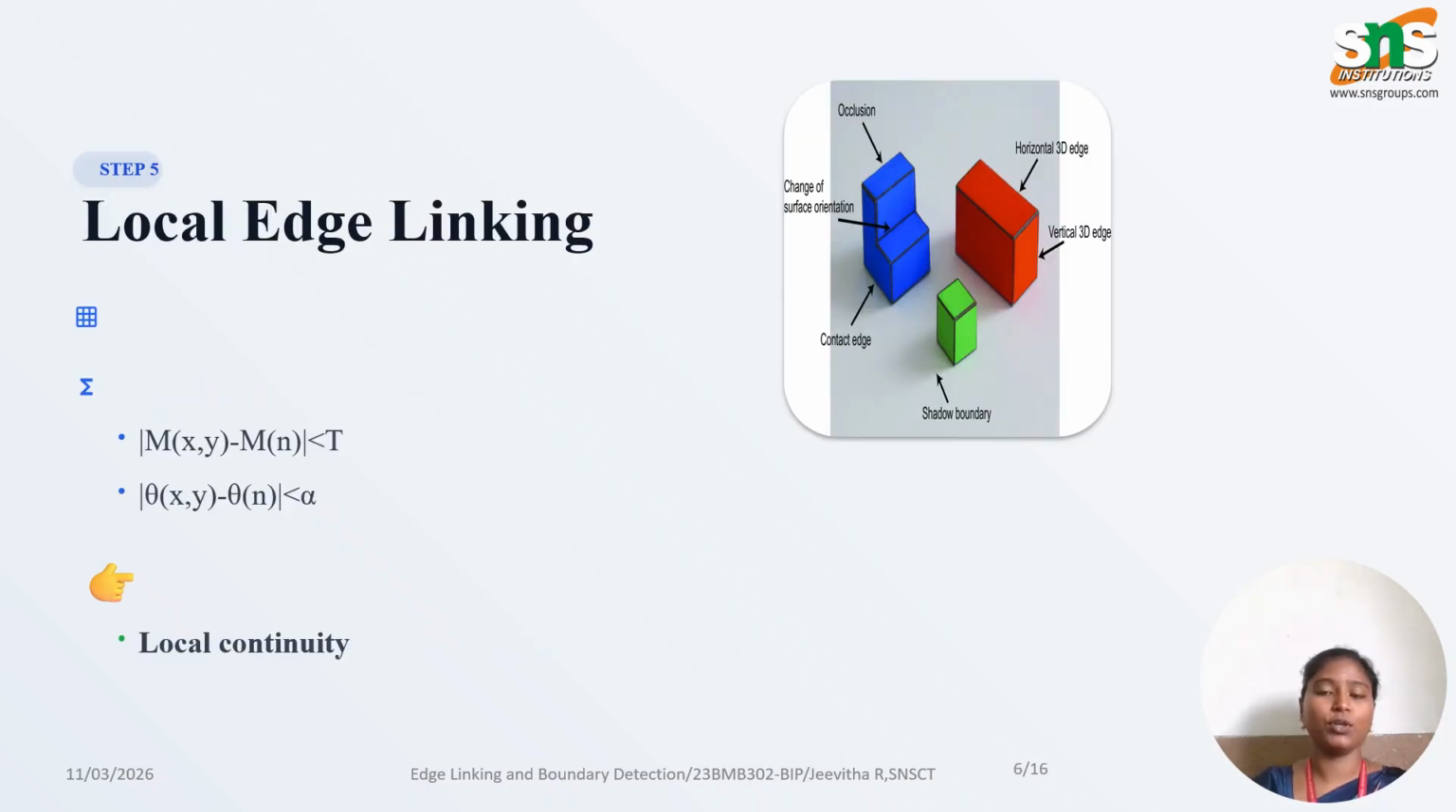Local edge linking works within a small neighborhood, usually a 3 by 3 window. Here we compare the difference in magnitude and the difference in direction. If both differences are within the thresholds, magnitude difference less than T and direction difference less than alpha, then we connect the pixels. This method is simple and fast, but the limitation is it works only for nearby pixels and may fail for larger gaps.